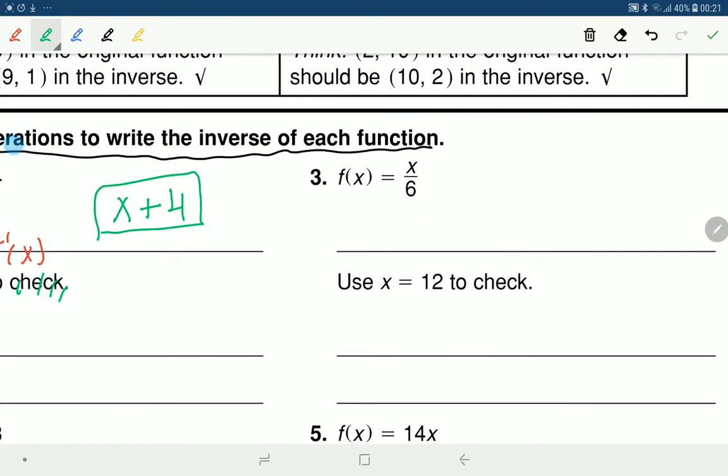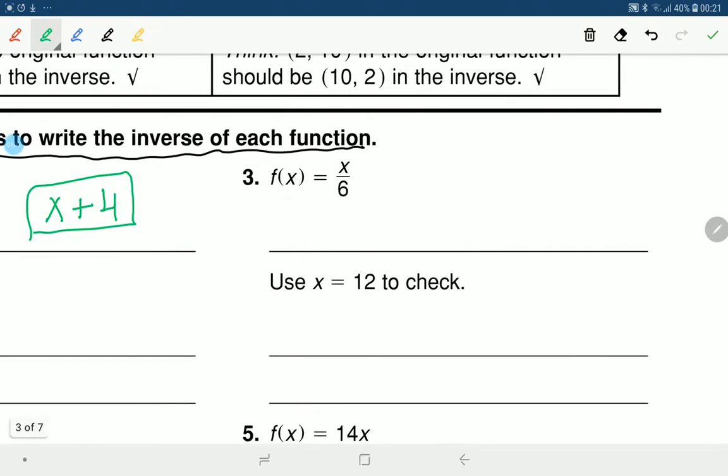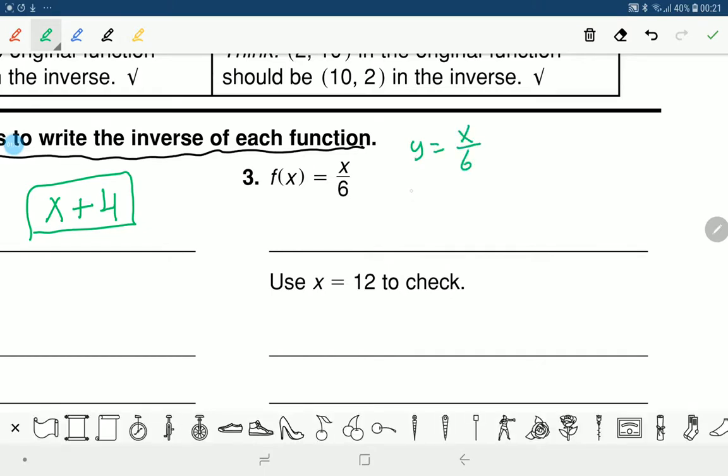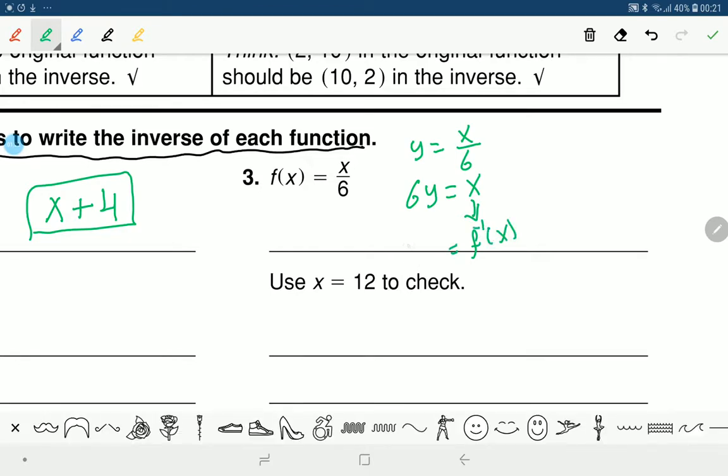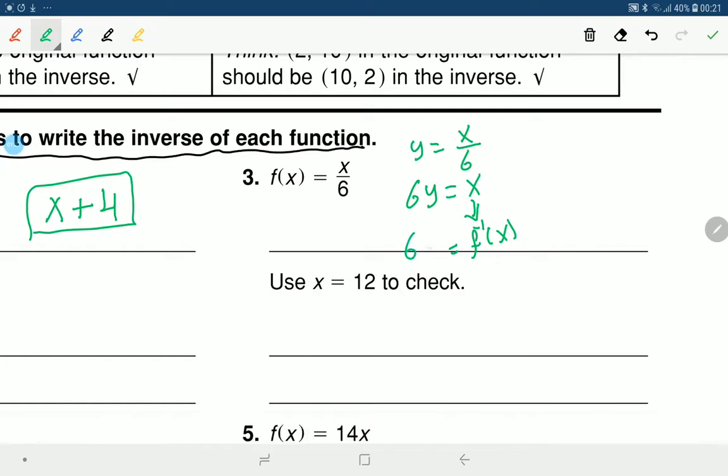f of x equal x over 6. We want to get the inverse function. First of all, we would like to say that y equal x over 6. Then we will make x the subject: 6y equal x. Then the x will be the inverse, f inverse of x, and y will swap with x, so it will be 6x. So the inverse function will be 6x.